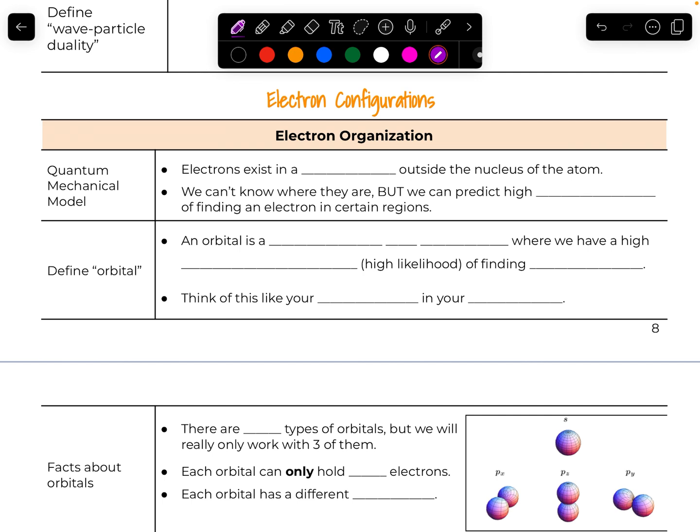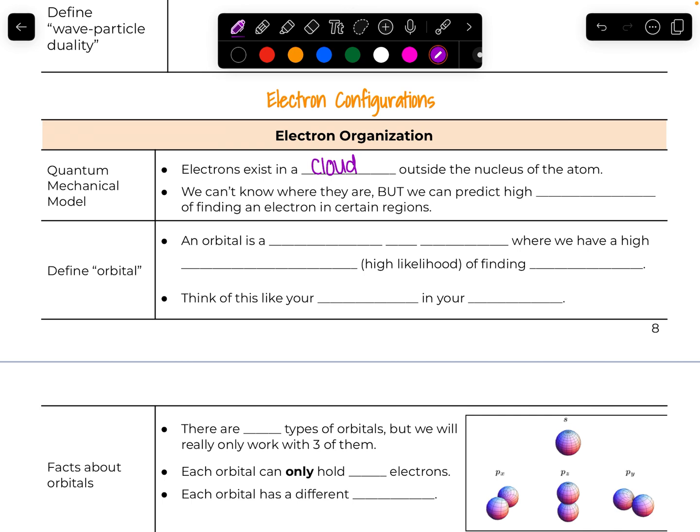So let's start by thinking about electron organization. Where are these electrons that exist within an atom? We know that inside the nucleus, you've got your protons and your neutrons. And from Schrodinger's model, the quantum mechanical model, our most updated model of the atom, we know that electrons don't actually exist in those little energy level rings that Bohr drew in his models. Instead, electrons exist in a cloud outside the nucleus of the atom.